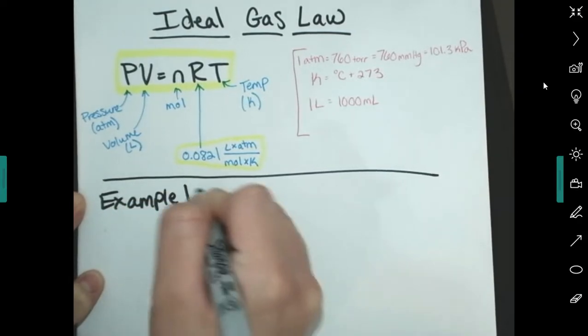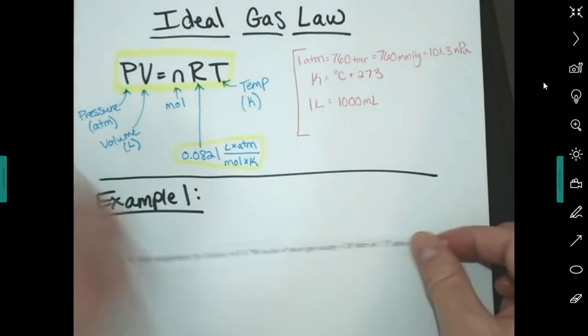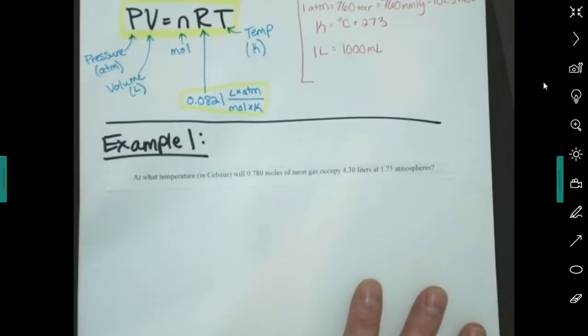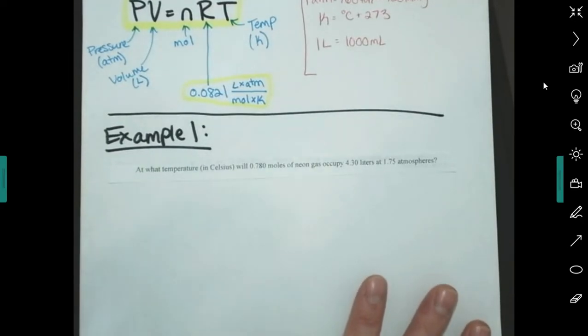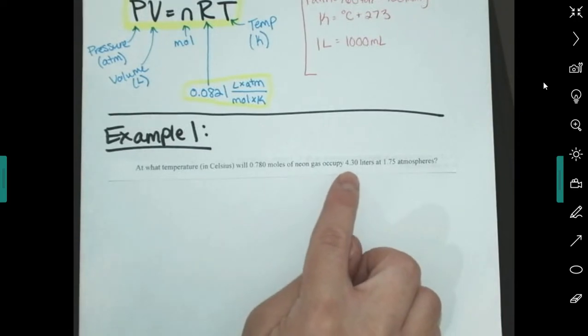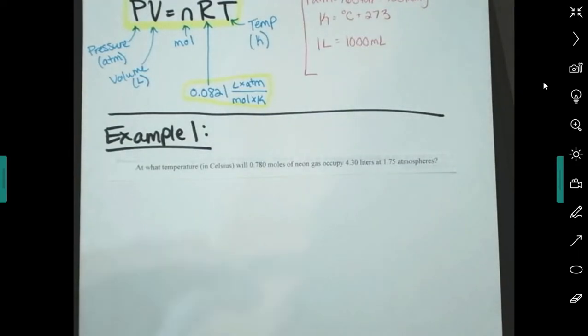Example 1. All right. If you want to pause the video and write this down, more power to you. If you don't want to do that, that's fine too, but you do need to write down all the work so you can refer back to it. Example 1 says: at what temperature in Celsius will 0.780 moles of neon gas occupy 4.3 liters at 1.75 atmospheres? So let's write down what we know.